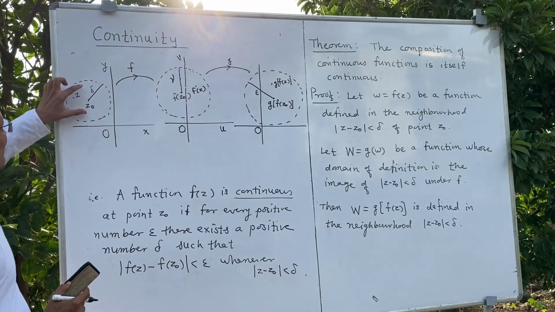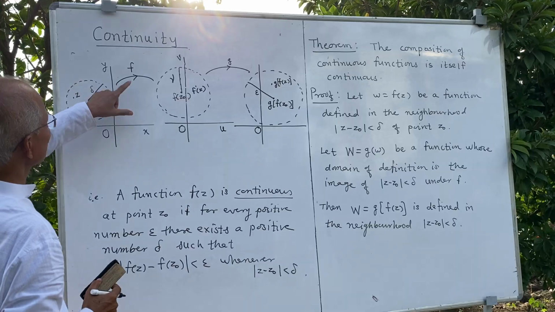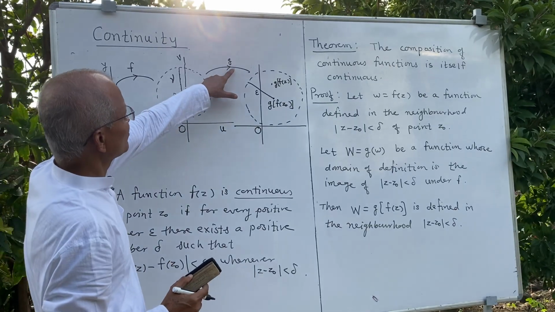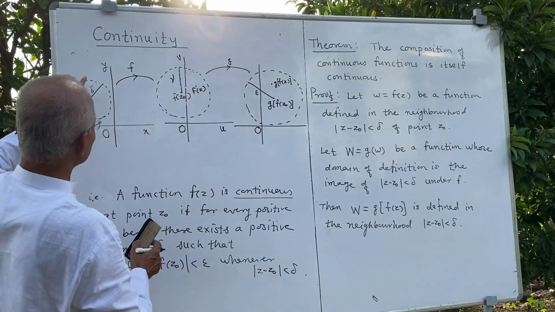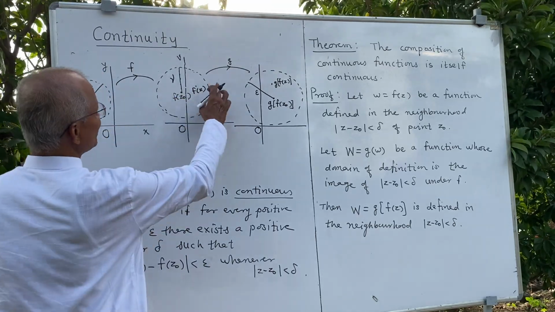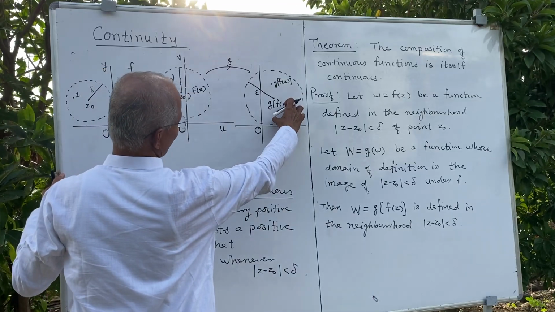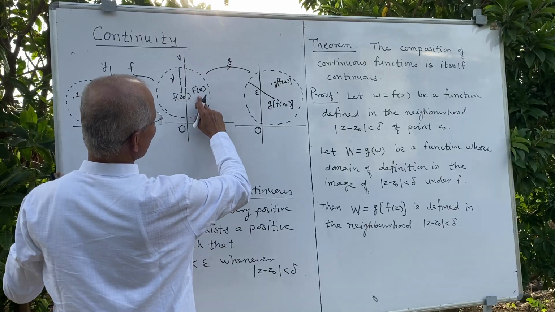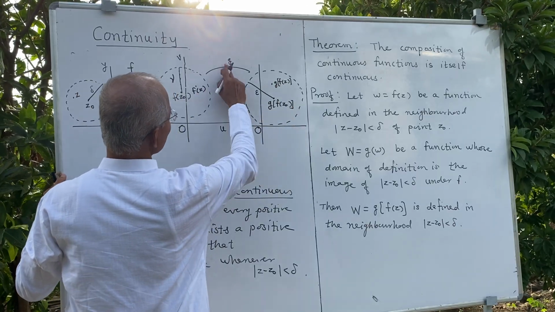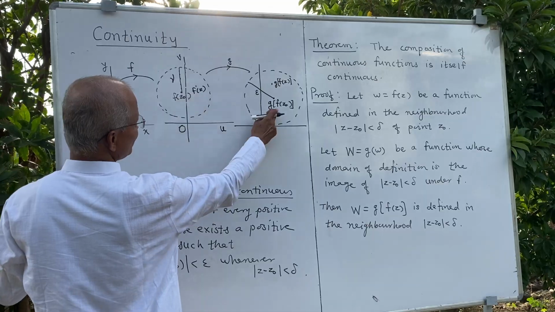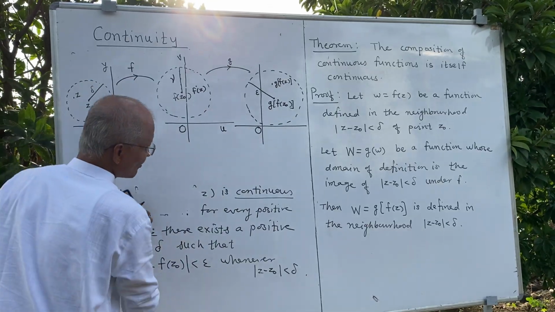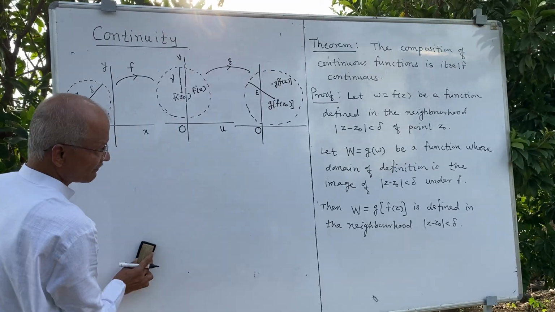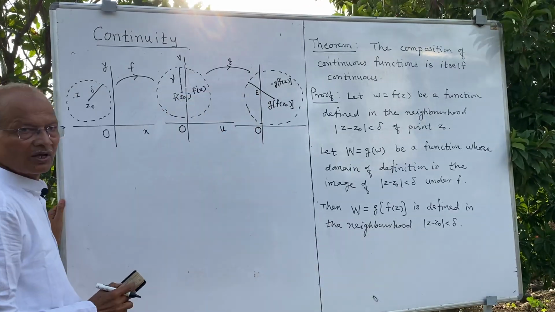First is the neighborhood of z naught, which under f is mapped here. Then the domain of G is the image of this neighborhood, and G maps this neighborhood to that neighborhood. That means f of z will be mapped to G of f of z here, and f of z naught will be mapped to this point. Now we have to show that if f and g are continuous, then g composed with f, that is w, is continuous.